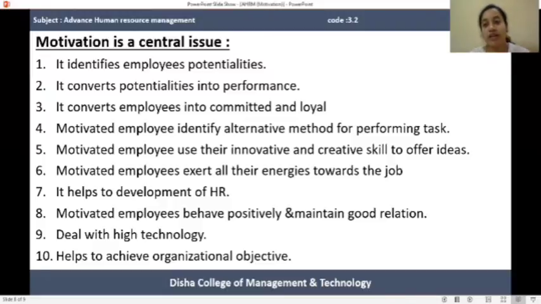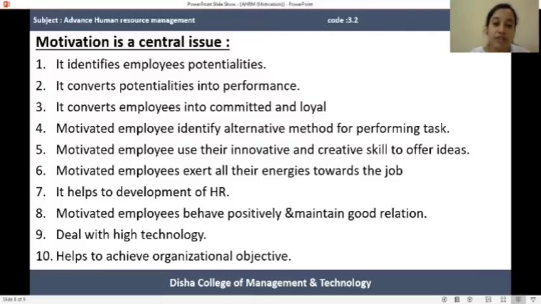No doubt the best alternative method may have some difficulties, but the positive motivator always tries to accept these things and always adopts the alternative method for performing their task. So it is possible for the organization to achieve its objective within the stipulated time and in the most effective and efficient manner.